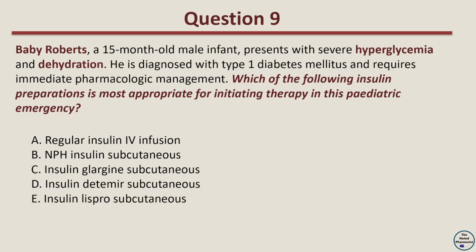Option A, regular insulin intravenous infusion. Option B, NPH insulin subcutaneous. Option C, insulin Glargine subcutaneous. Option D, insulin Detemir subcutaneous. Option E, insulin Lispro subcutaneous.